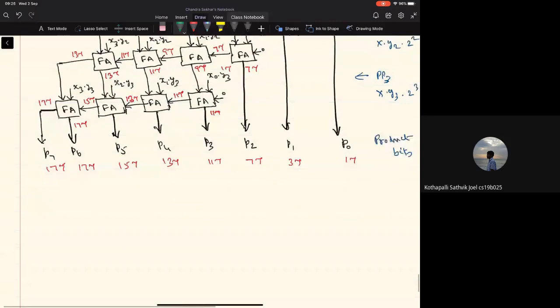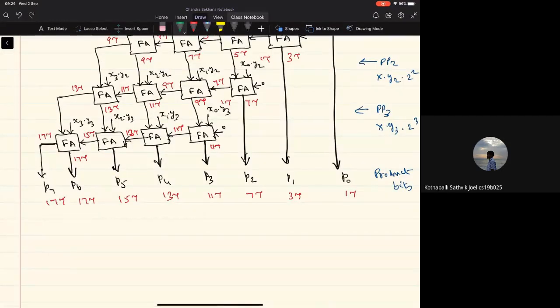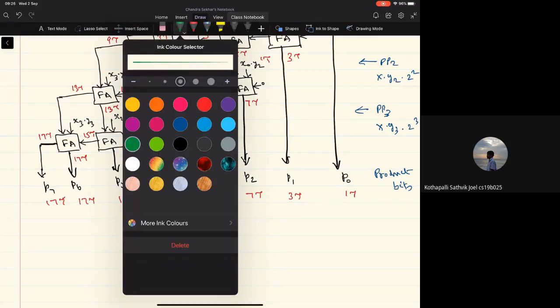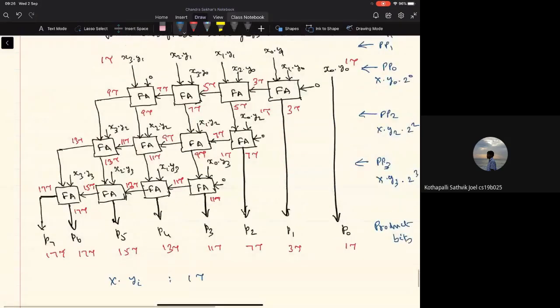So how much time will it take to generate the partial products? I mean, the x multiplied by yi. It will take only 1 tau. Now, after these x, y bits are available, let's see what is happening here.